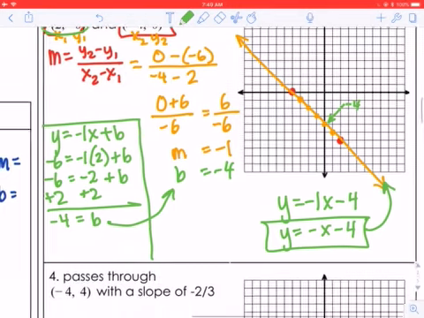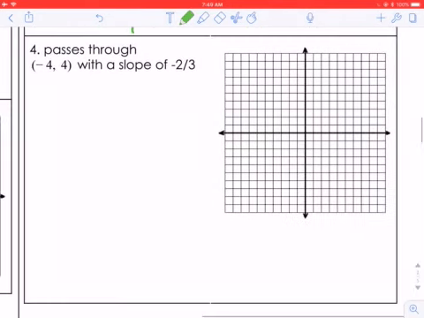Cool. All right, and then finally we have this one. It says passes through negative 4, 4. So this point here, and it has a slope of negative 2/3. So I'm going down 2 over 3, down 2 over 3, backwards like that.